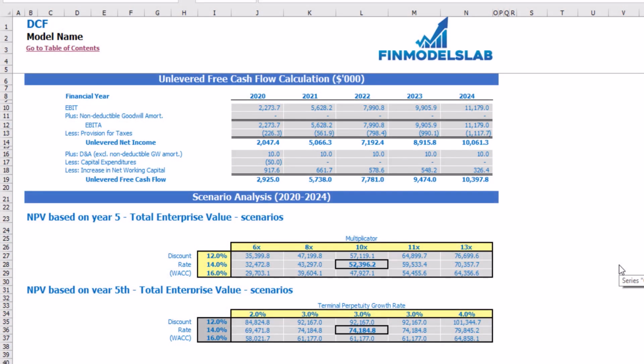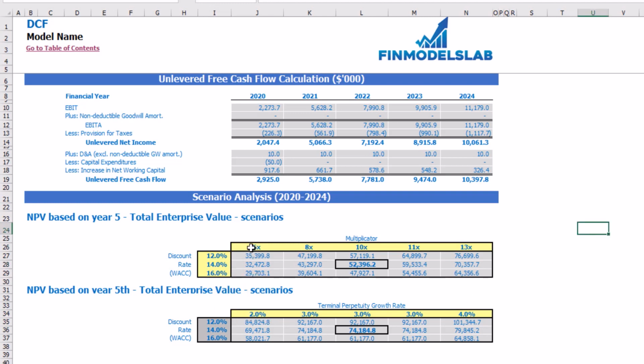On the GCF tab, you may see on the top the unlevered free cash flow calculation in $1,000. As a result, you may see the unlevered free cash flow. And on the bottom, you may see the scenario analysis for your total enterprise value. The first scenario factor is discount rate, or weighted average cost of capital, which is 12, 14, and 16. These cells are also changeable.